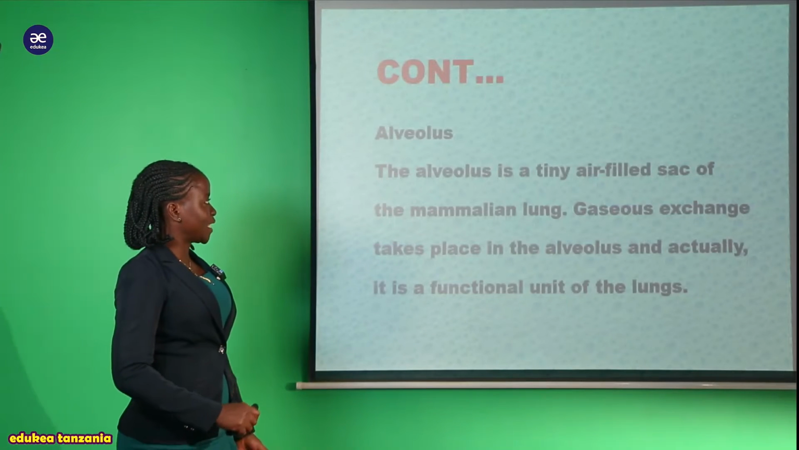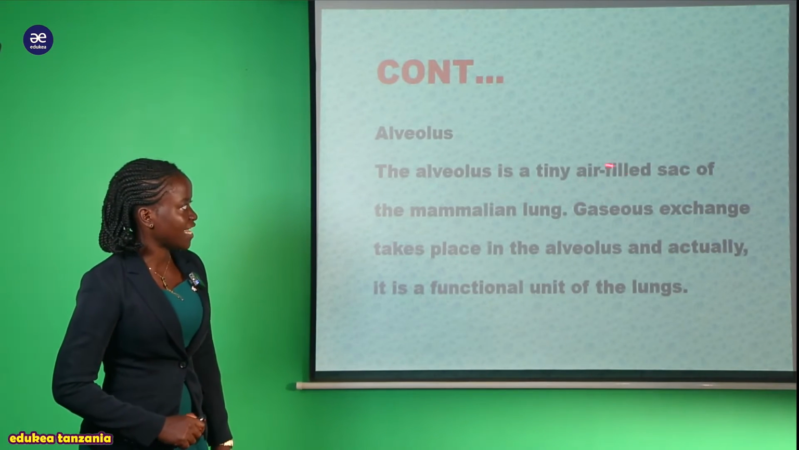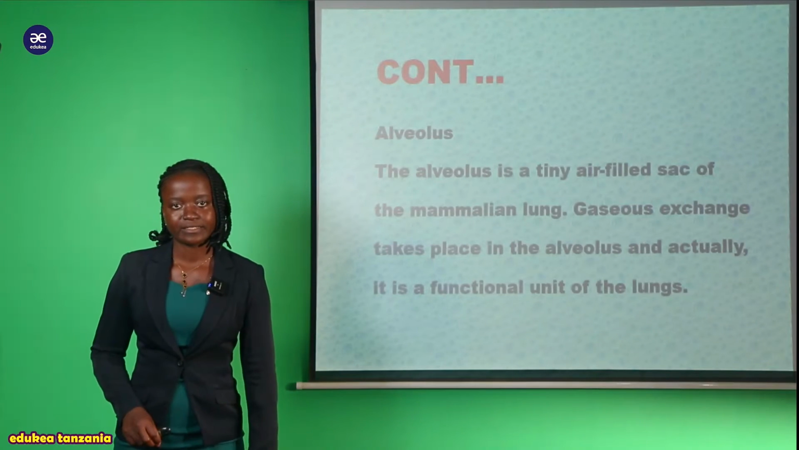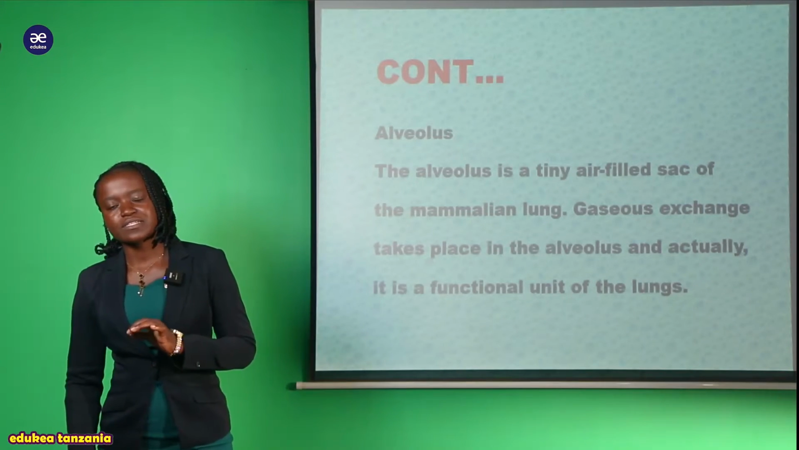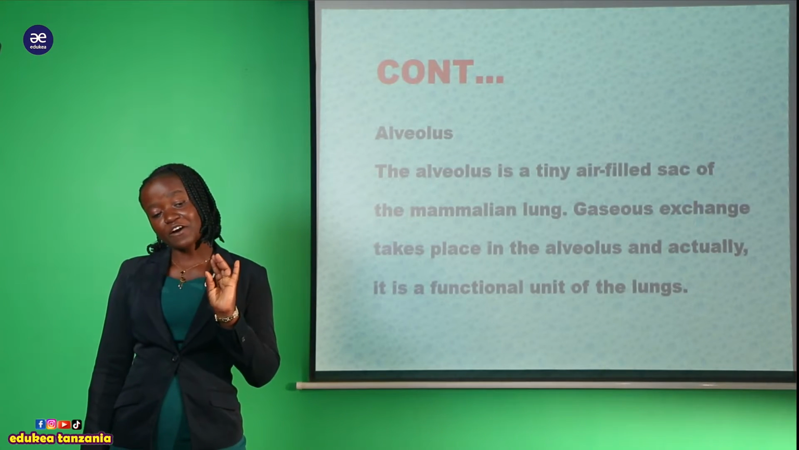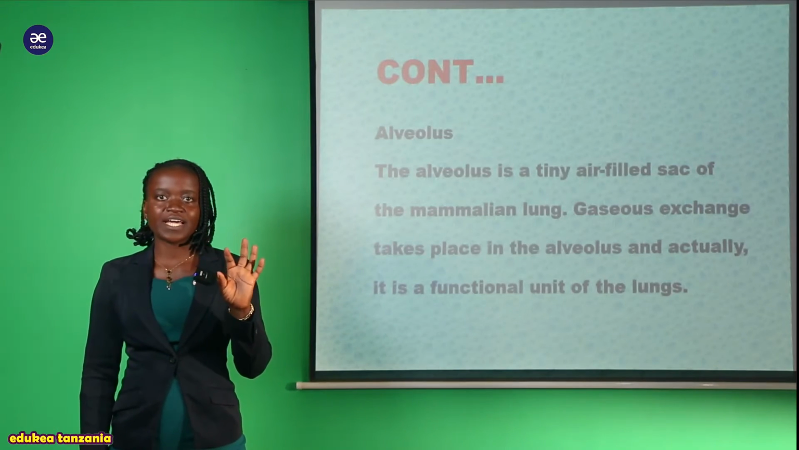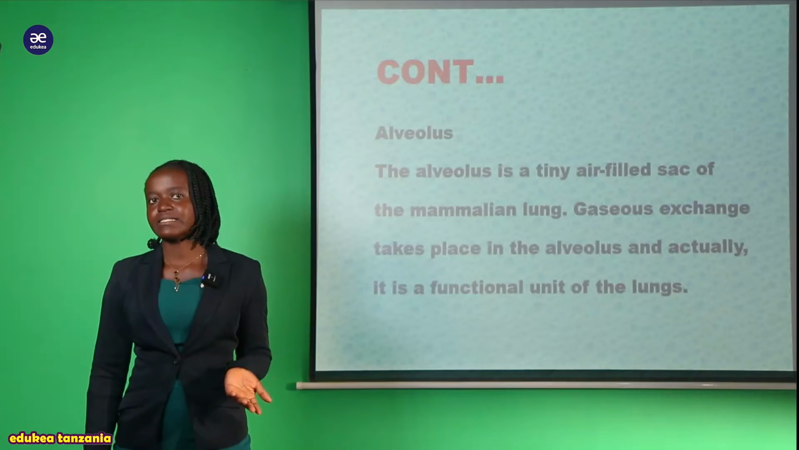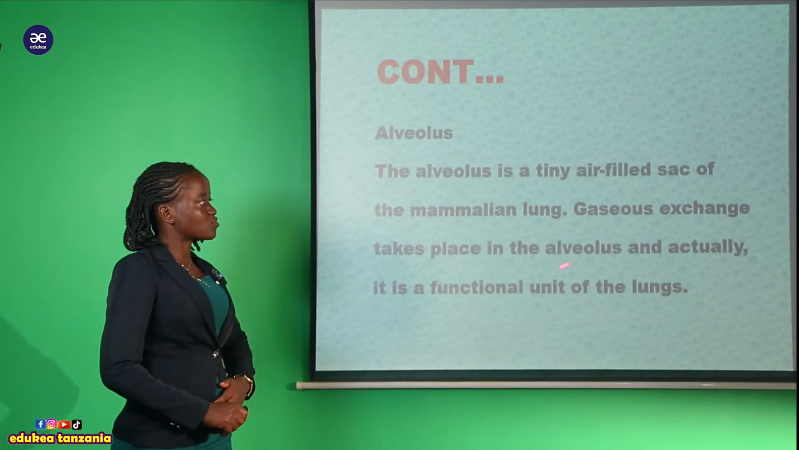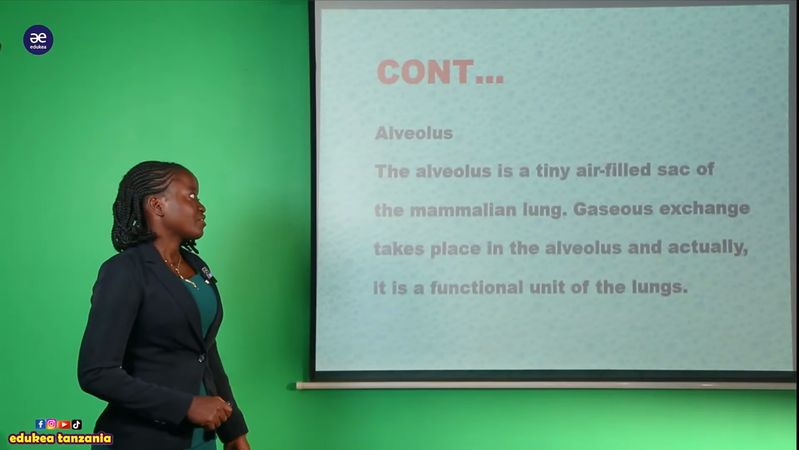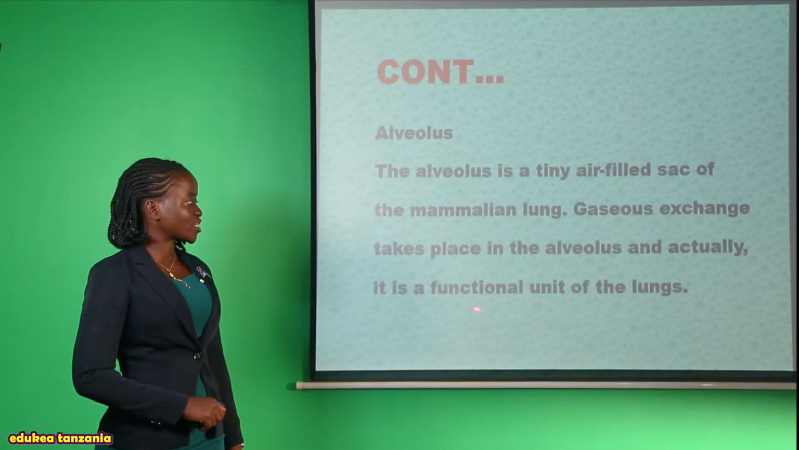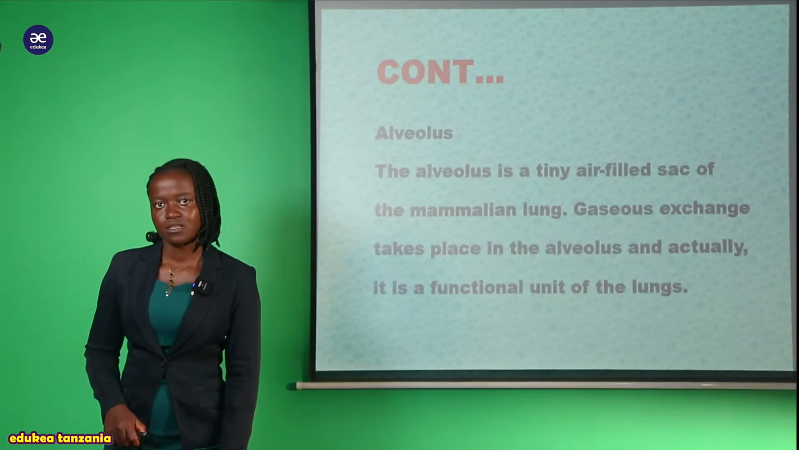So now let's start discussing the alveolus. So this one, the alveolus, is the thin air-filled sac of a mammalian lung. Ni vipo vidogo vidogo sana. Just a bubble-like structure which is found at the end of the alveolar duct. So now this one ndizo ambazo tunasema kwamba gaseous exchange takes place in the alveolus, and actually it is the functional unit of the lungs.